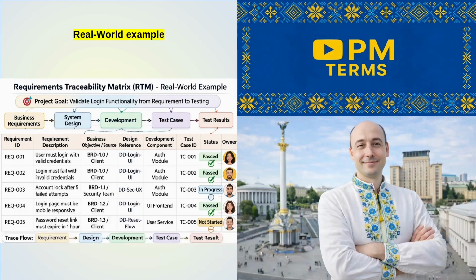Let's take a peek at this real-world RTM example. RTM is usually a table. A typical RTM includes requirement ID, requirement description, business objective source, design reference, development component, test case ID, status, and owner. This creates end-to-end traceability from idea to delivery.